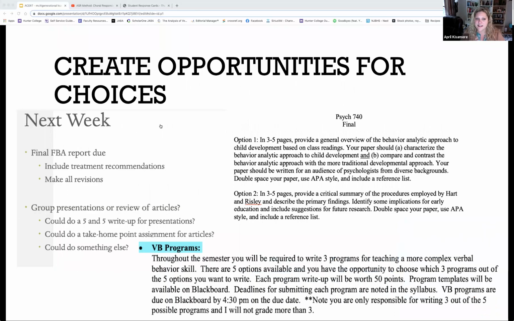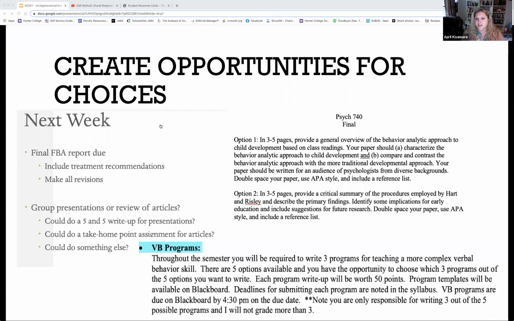And then the last thing I just wanted to talk about, and this is multi-generational or just in classrooms in general, is thinking about how to create opportunities for choices. Most people like choices, and our students certainly seem to like choices. So I try to build in some choice opportunity during my classes on a regular basis. Here's an example of how I built choice into our final week of classes during the summer.